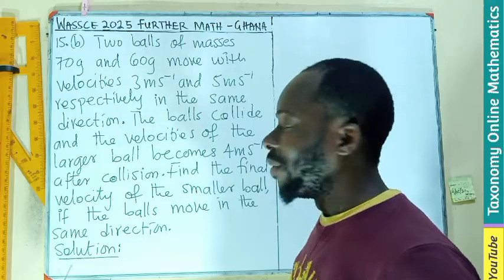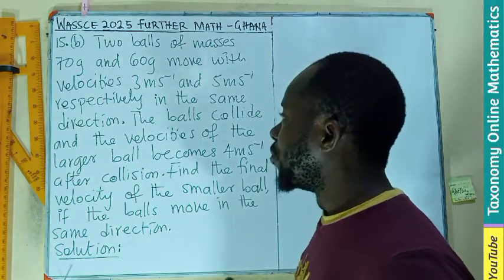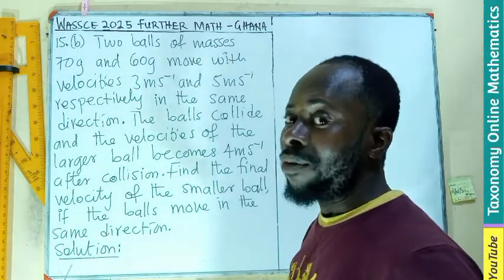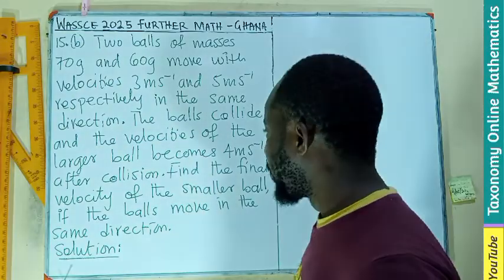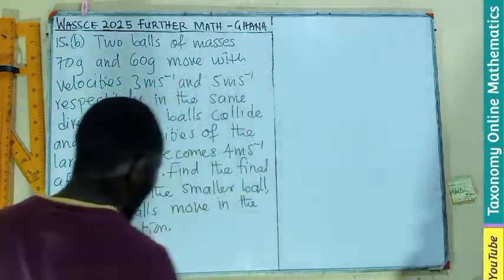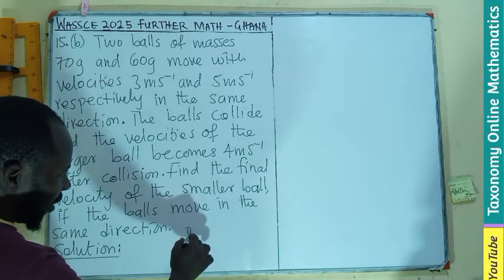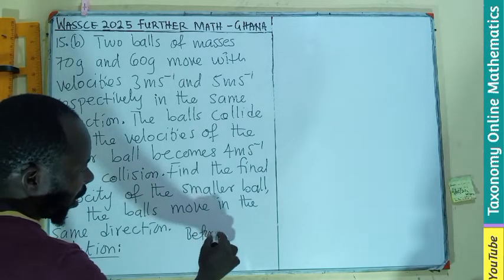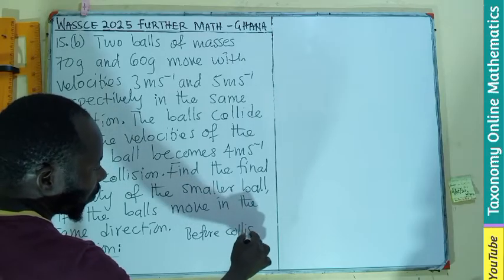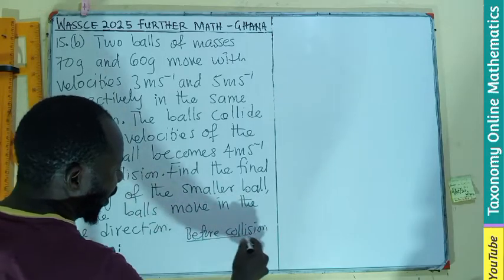We are going to deal with momentum in here. So momentum before collision and momentum after collision. Let's see if we can make a sketch. Let me see, before collision. I don't have space to write so many things.